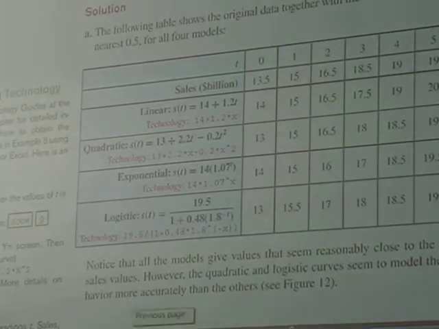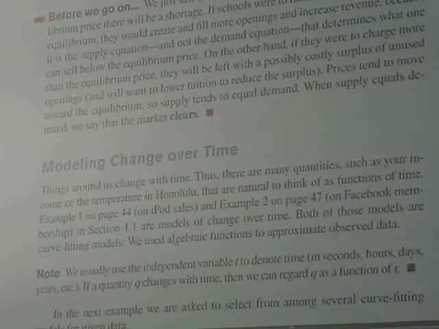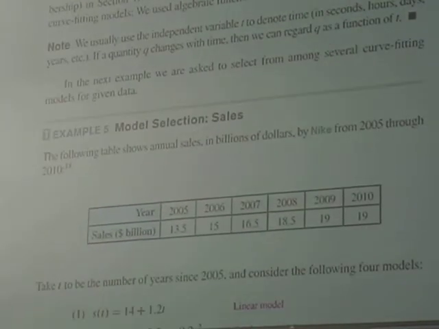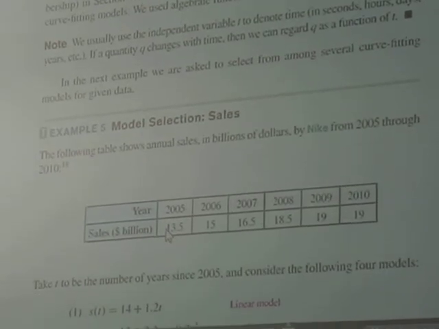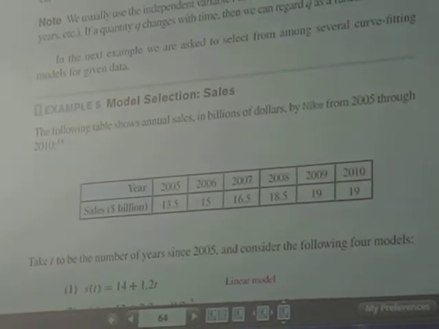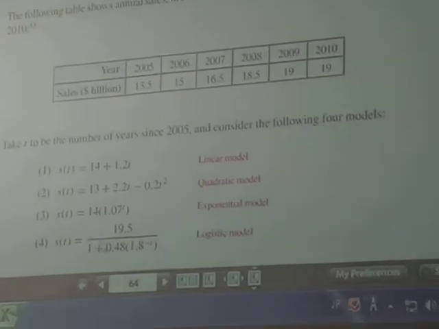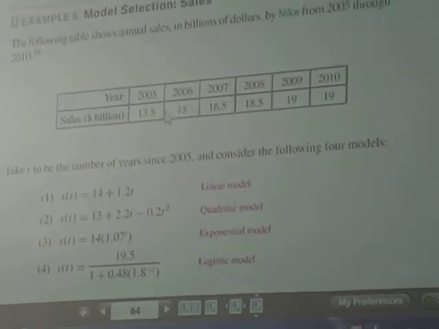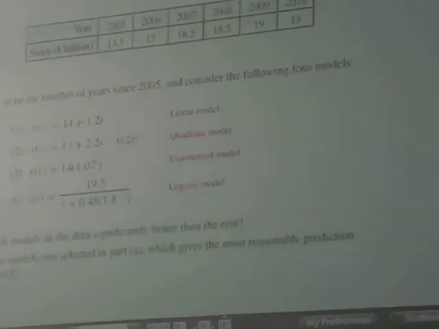Okay, here. Let's look at this example. Quickly, quiet. Here's another example. Okay, here we have sales of Nike over time. And then they ask you, which one of these is the best model for this data? You understand? So let's think about how they do it.